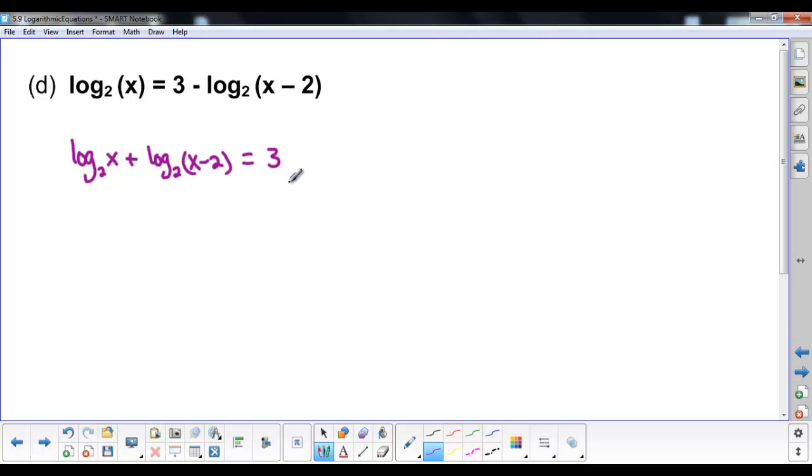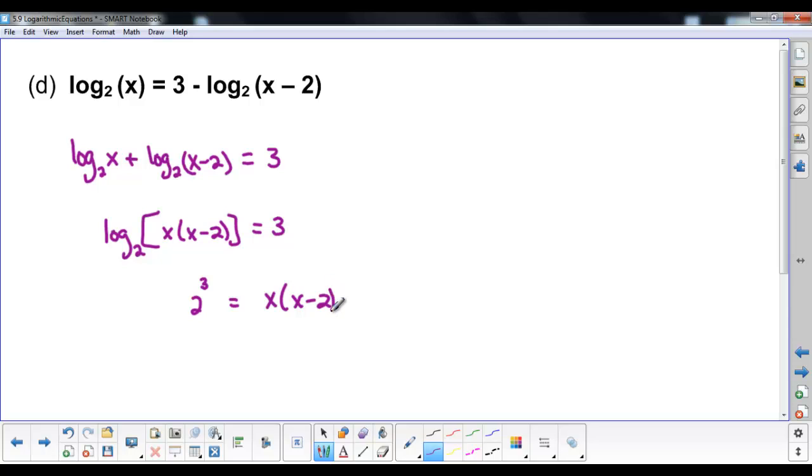Now before we go ahead and write an exponential form, we need to combine as one single logarithm. Because we are adding two logarithms with the same base, we can change it to say that this is log base 2, and then multiply our arguments x times x minus 2. Okay, so again, logs on one side, numbers on the other mean that we have to write in exponential form. So 2 cubed equals our argument of x times x minus 2.